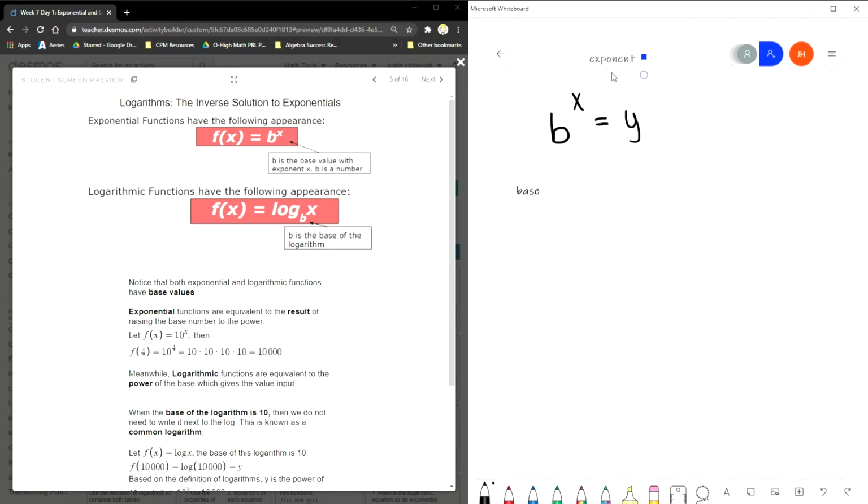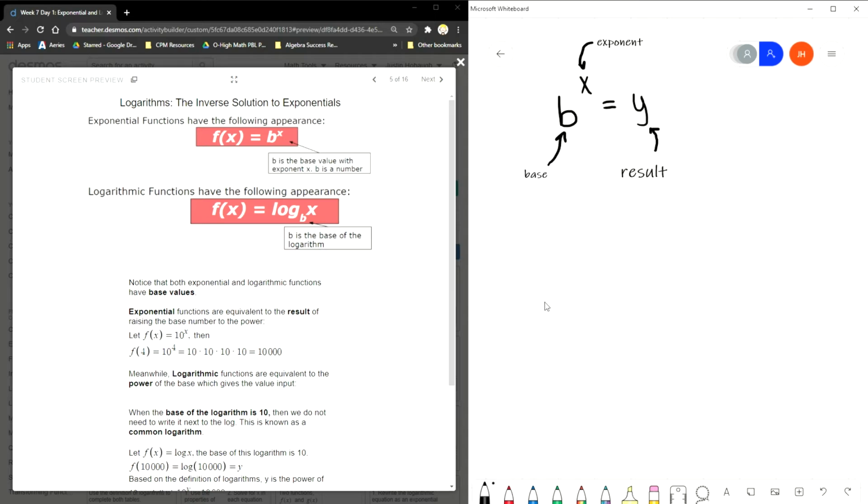So that's the exponent, here's the base. And what I'm going to call y, I'm going to call the result, because it's the result of the base being raised to the exponent. Let me draw a little arrow there. Cool. So this is the general format of an exponential function. Exponential expressions and functions have some base being raised to some power, and it's equal to the result.